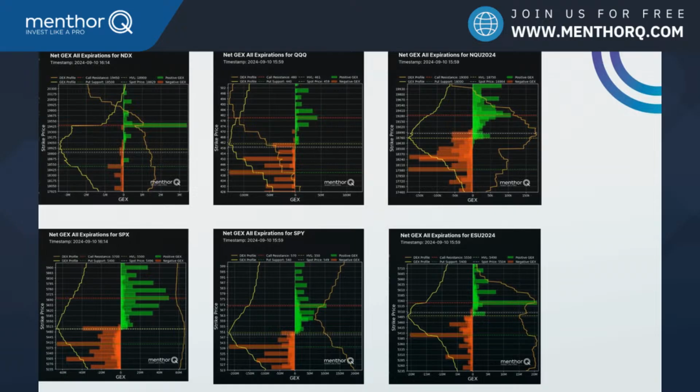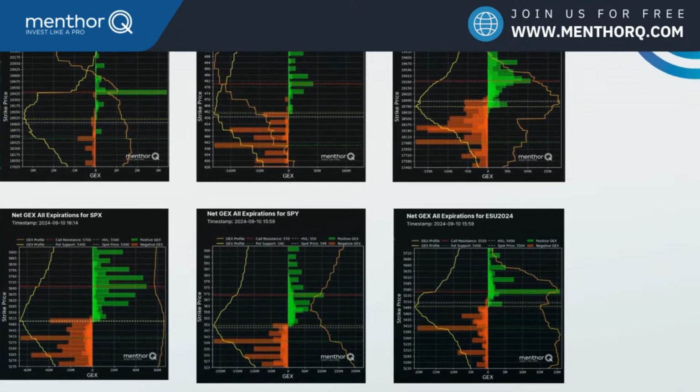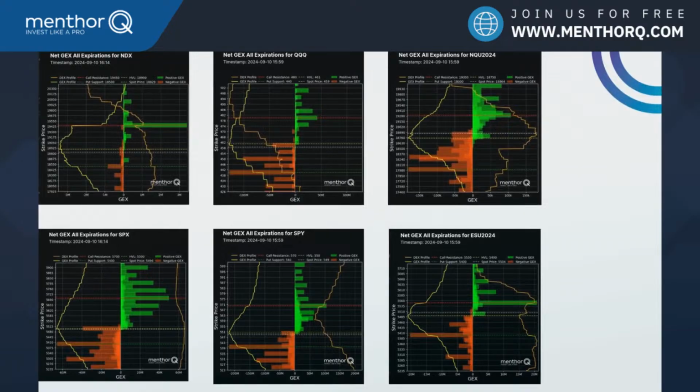So let's look at this chart here, right? Let's see if I can show you. Okay. What you see from this chart is 6 different graphs. This represents the net gamma exposure of the index on the left. So we have NDX at the top and SPX at the bottom. And then we have the ETF, so QQQ and SPY. And then we have the futures net gamma exposure.